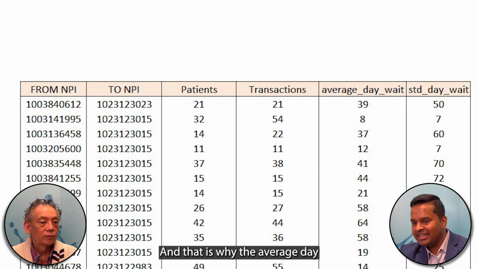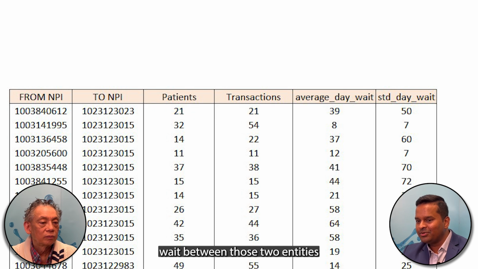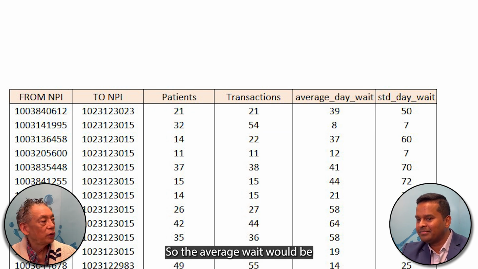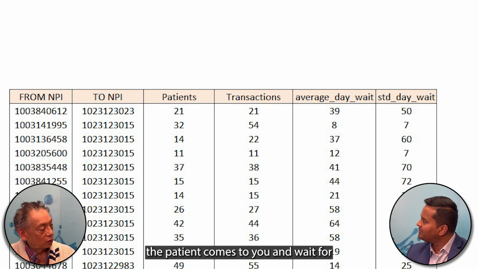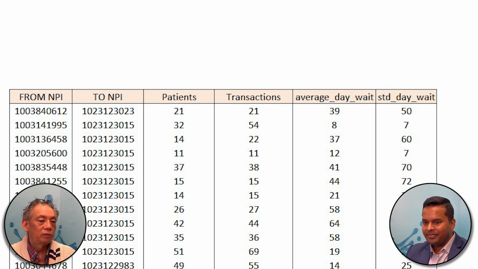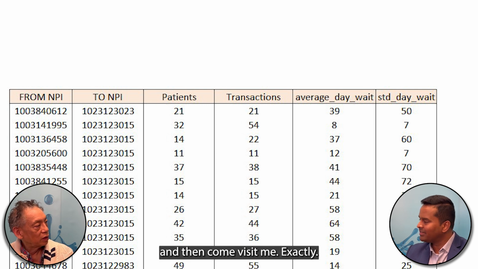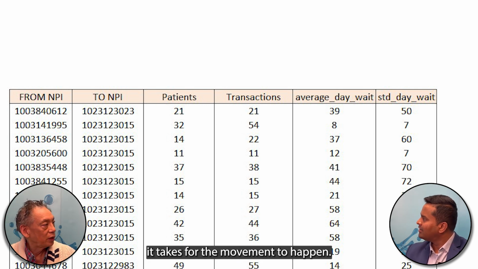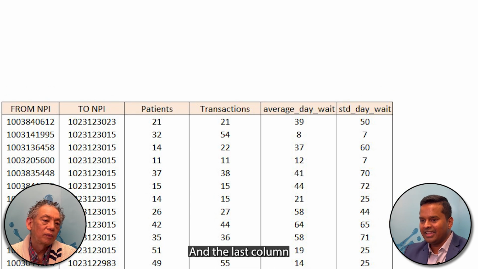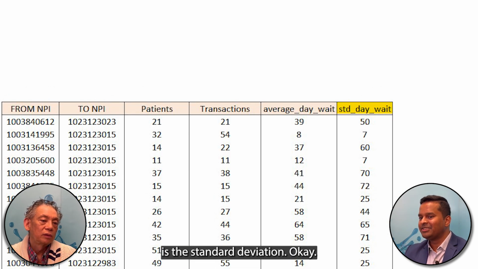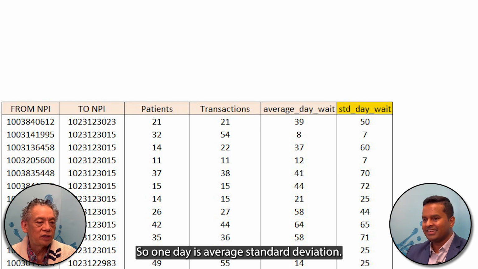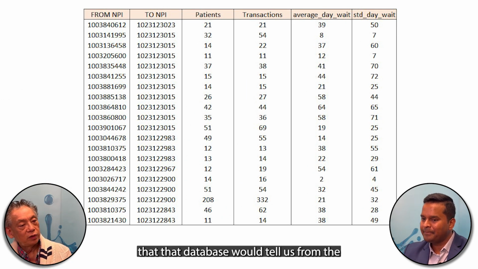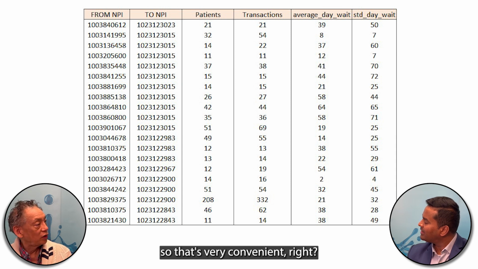Okay. And that is why the average day wait between those two entities is lower here, right? So the average wait would be the patient comes to you and waits for a certain number of days and then comes to visit me. Exactly. And it's capturing the average time it takes for the movement to happen. Yep. And the last column is the standard deviation of the days. So one is average and one is standard deviation. Exactly. And that database would tell us from its NPI, so that's very convenient, right?